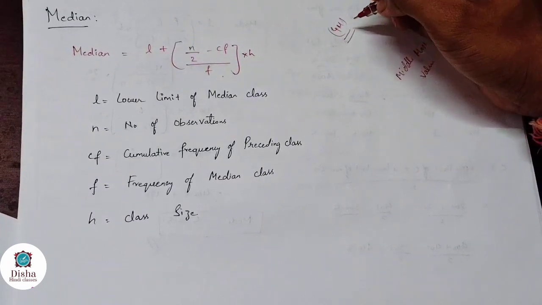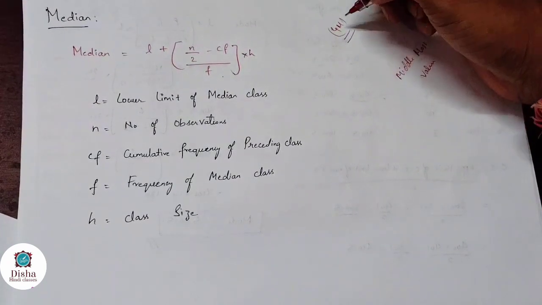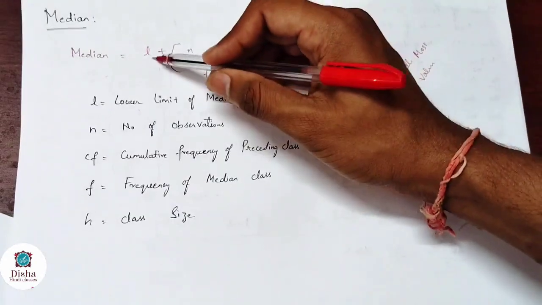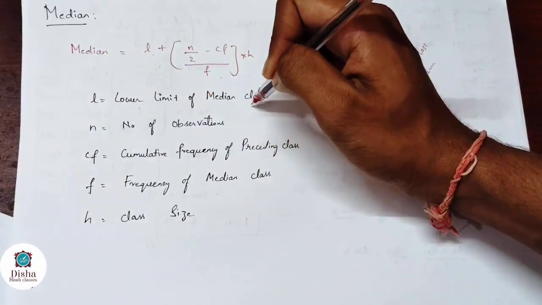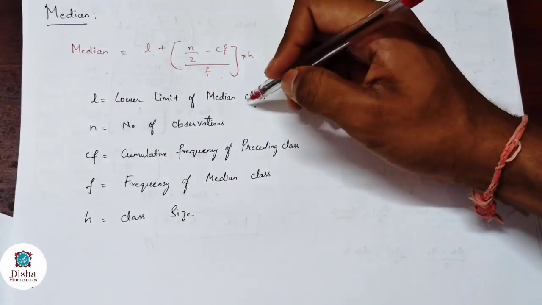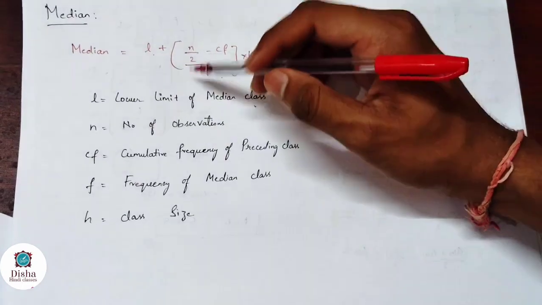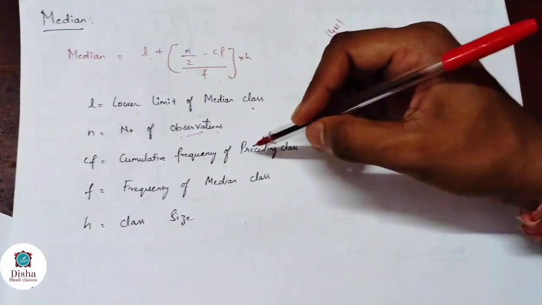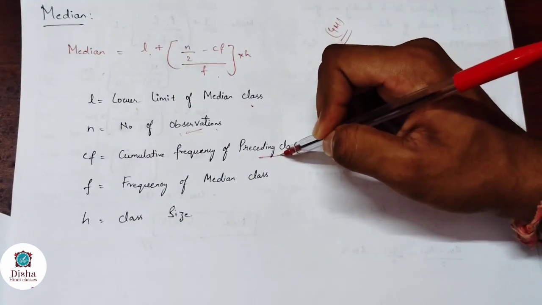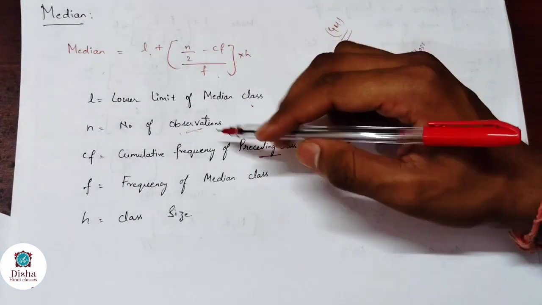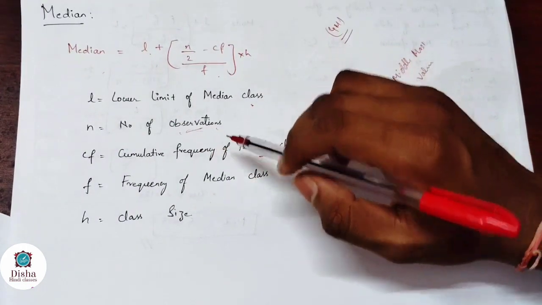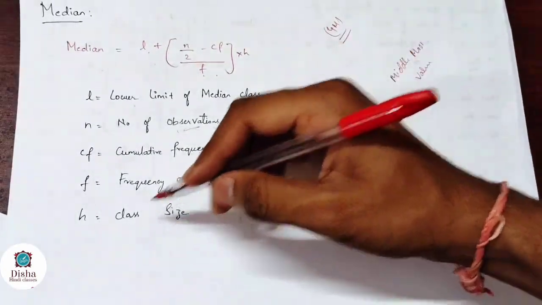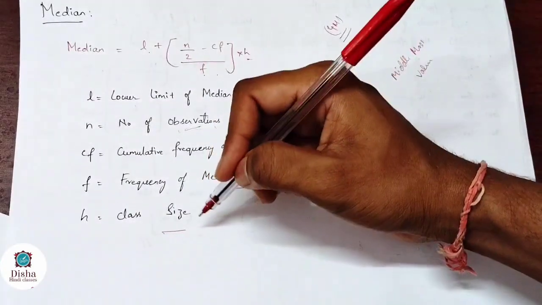We'll be getting the direct question to define the formula for median. Here we'll be defining it as L. What is L? Lower limit of the median class. In the mode we have the modal class, here we will be having the median class. n is the number of observations. CF is the cumulative frequency of the preceding class. We'll be finding the cumulative frequencies of the frequencies. F is the frequency of the median class. And h is always the class size or class height.